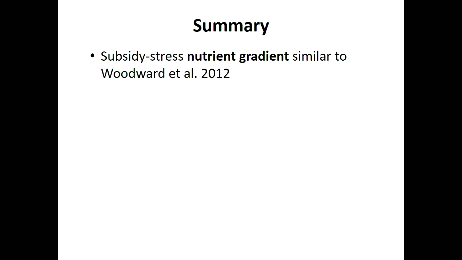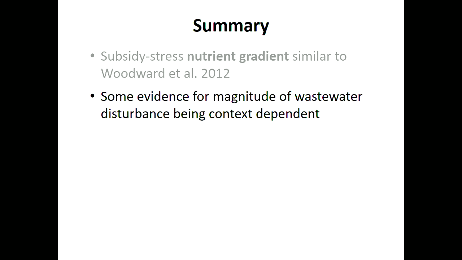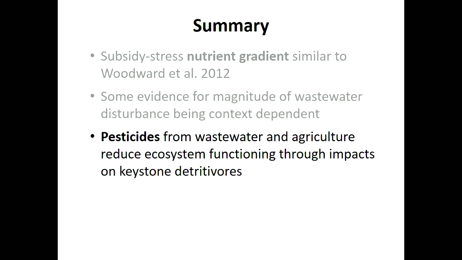Right, so just to run through a quick summary, we saw a subsidy-stress gradient along that nutrient gradient, which is very similar to the Woodward et al. paper. There was some evidence for the magnitude of the wastewater disturbance, so that effect size being context dependent along that nutrient gradient. Importantly, we can show, and this is similar to other studies that have been published, that pesticides have really strong effects on gammarids, which then obviously affects ecosystem functioning. We can trace that back to different sources as arable cropping and wastewater discharges.